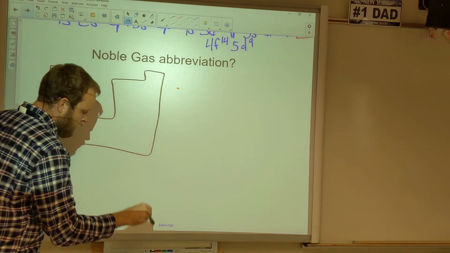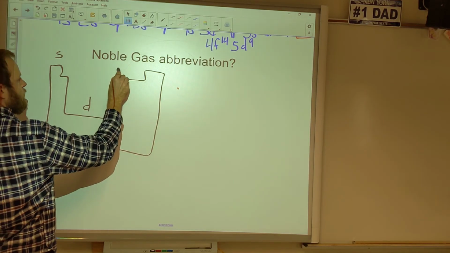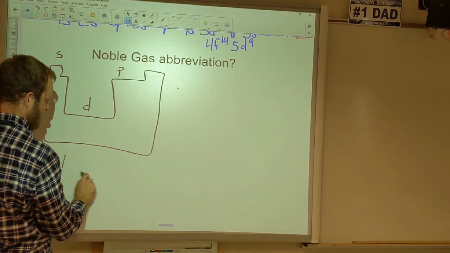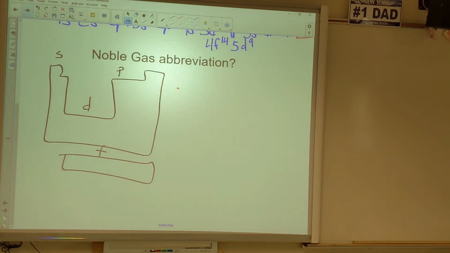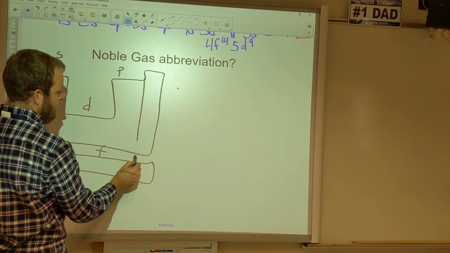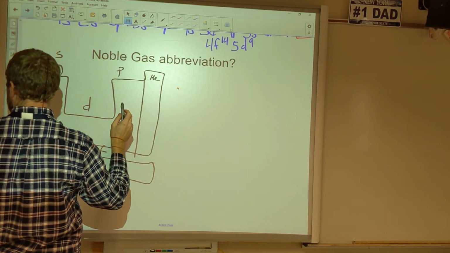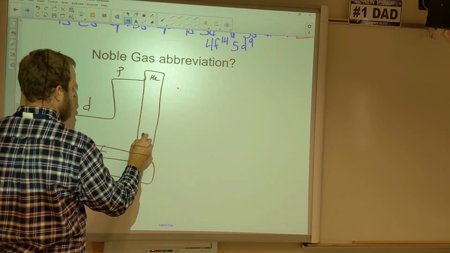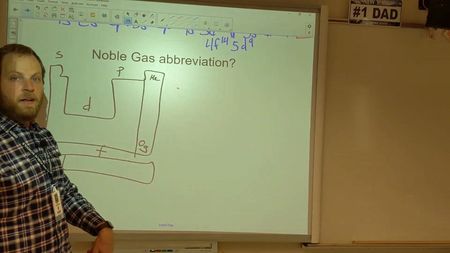Here's a very poorly drawn periodic table. This is the S block. This is the D block. P. Oh yeah, down here's F. There they are. So what we need to do is find the noble gas that completes the P block. Over here, these are all the noble gases, helium down to, what is it, Oganesson, I think. I don't know if it's on your periodic table or not.